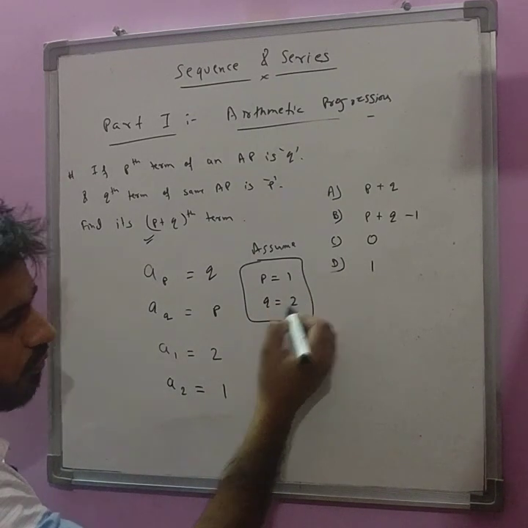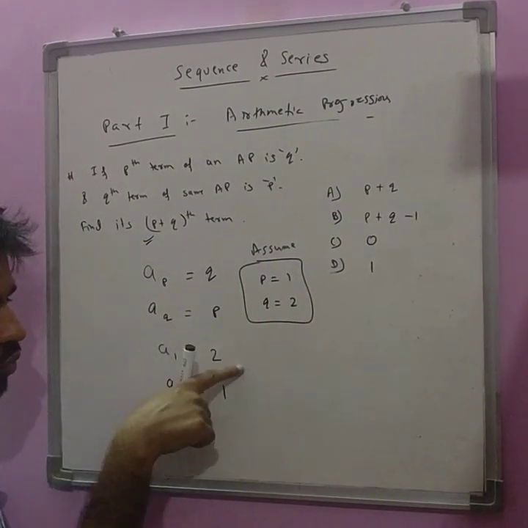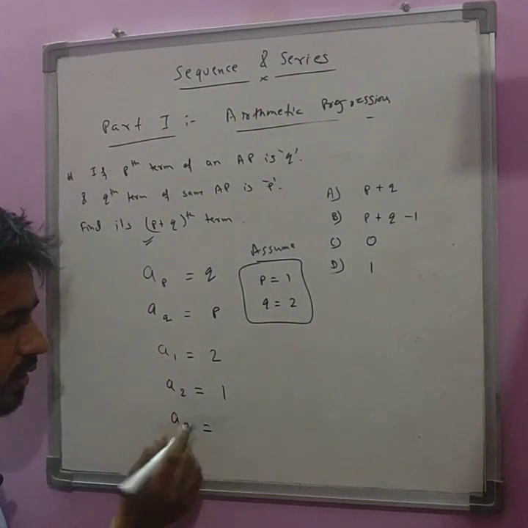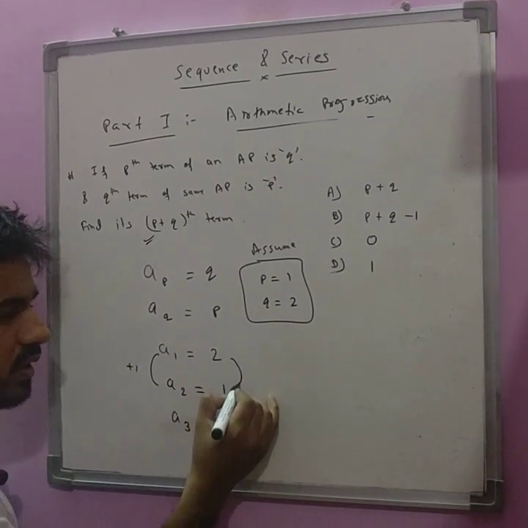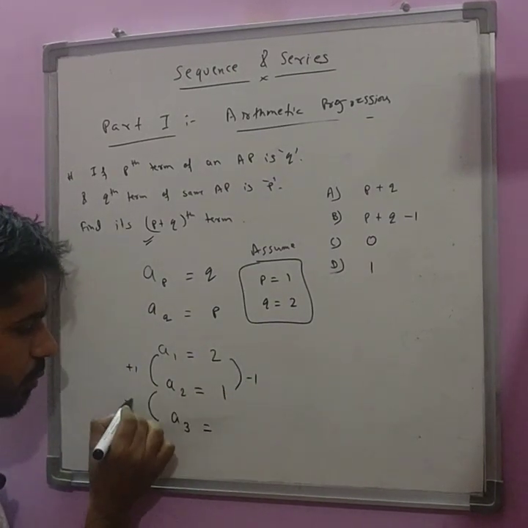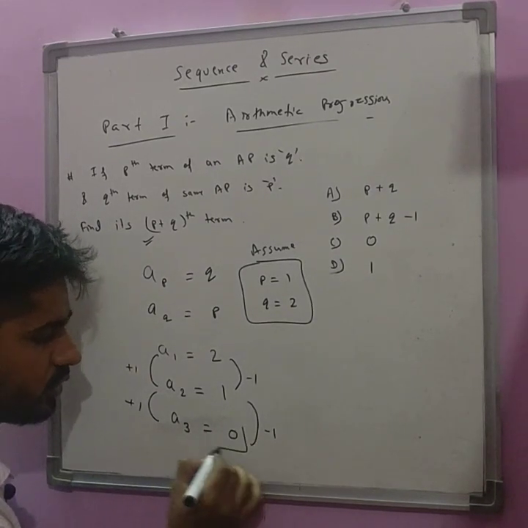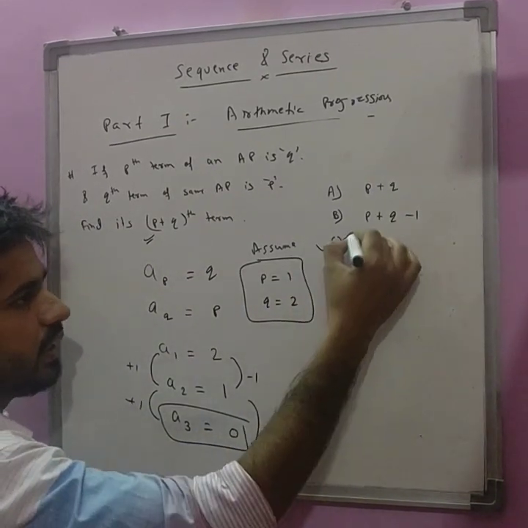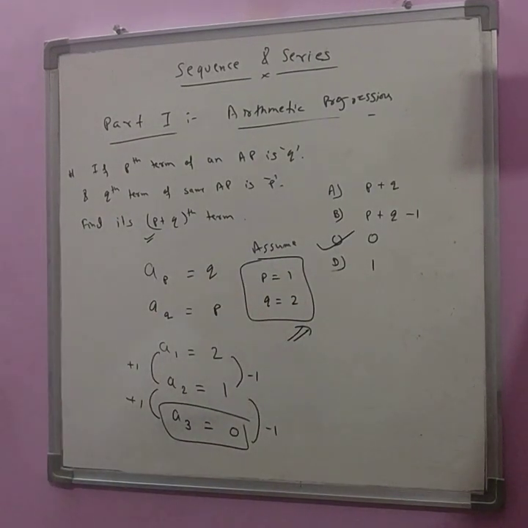So you have to find the p plus qth term, that is p plus q, 1 plus 2, you have to find the third term. If the first term of the series is 2 and the second term of the series is 1, what would be the third term? There is a jump of minus 1, again there is a jump of minus 1, so it would be 0. So I can directly solve it by assuming the values, right? So this is a very simple method of solving this type of questions.